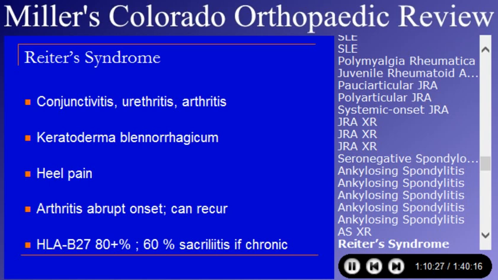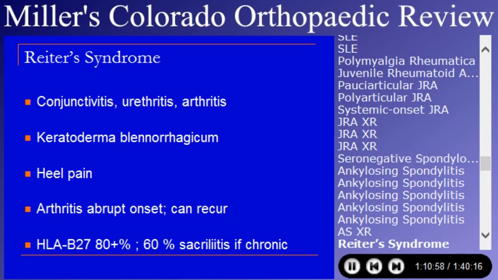It's associated with a skin lesion. Generally, when they ask us about it on examinations, it's associated with heel pain, but they generally give some of this other history. The arthritis is abrupt and inflammatory. HLA-B27 is largely positive, but less so than in ankylosing spondylitis. Again, the sacroiliac joint is a commonly involved joint.